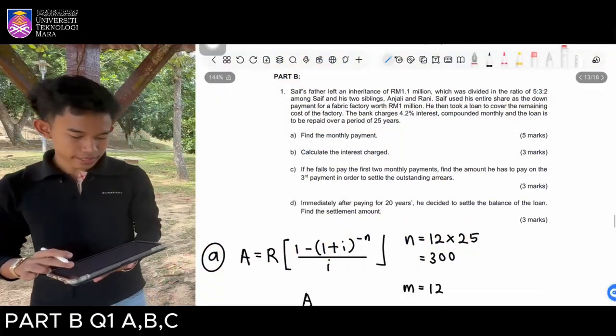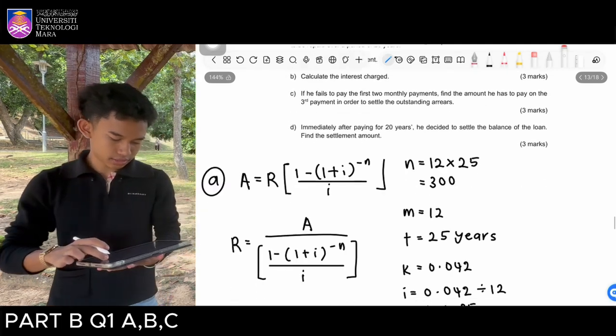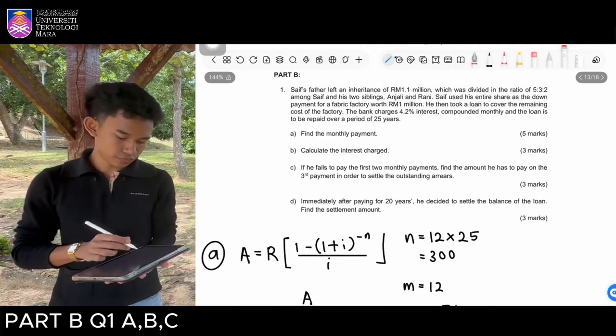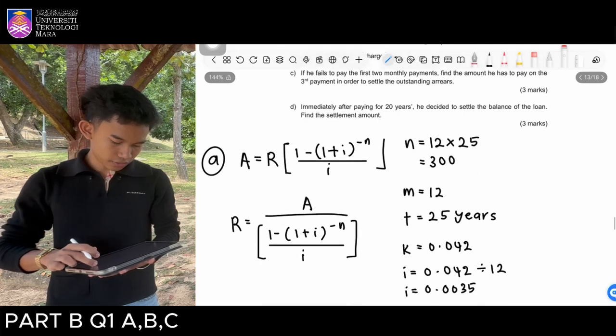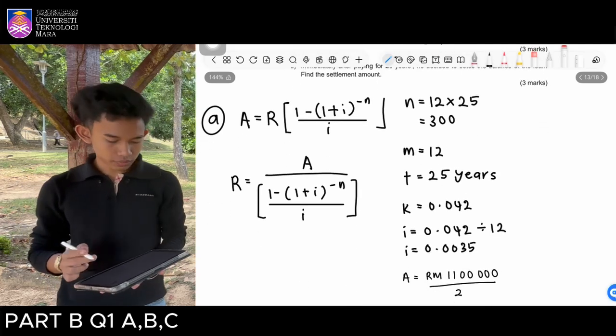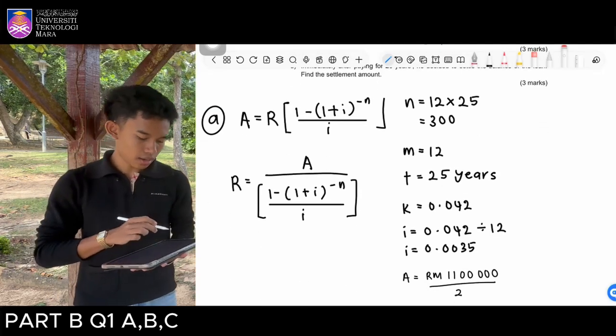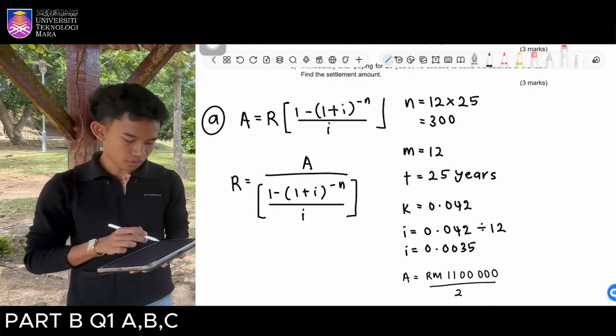Alright, moving on to part B, question 1, A, B, and C. For question A, we need to find the monthly payment. For this question, I will use the present value formula, which is A equals R in bracket 1 minus 1 plus I, the power of negative n, over I.